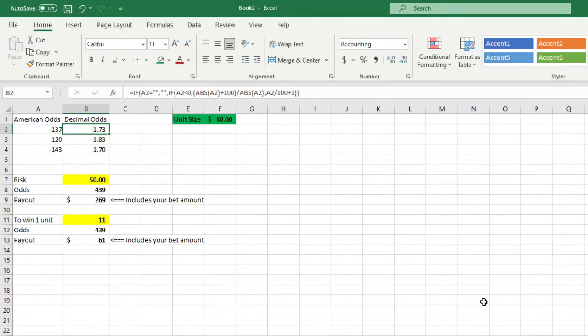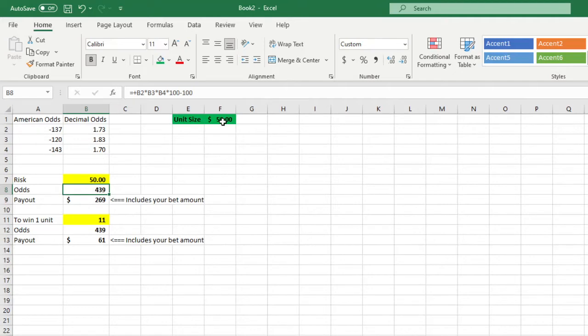Now, we get the decimal odds to calculate the parlay. We just multiply these odds. We're multiplying 1.73 times 1.83 times 1.7. Then we multiply that by 100 to get back to American odds.